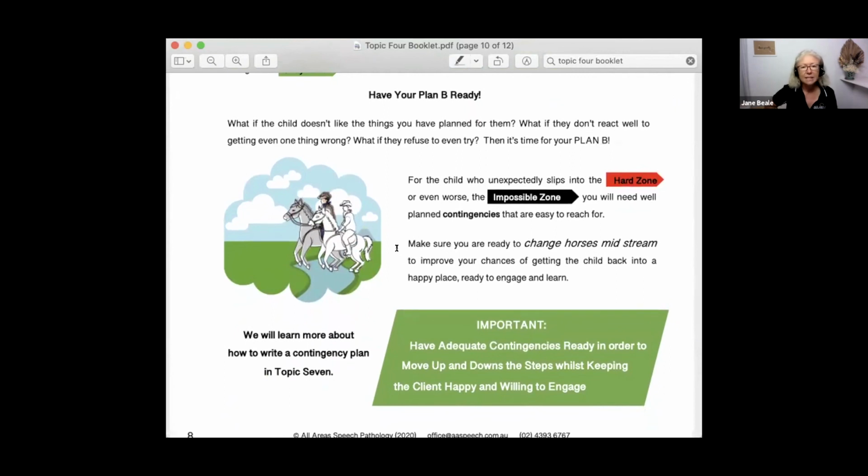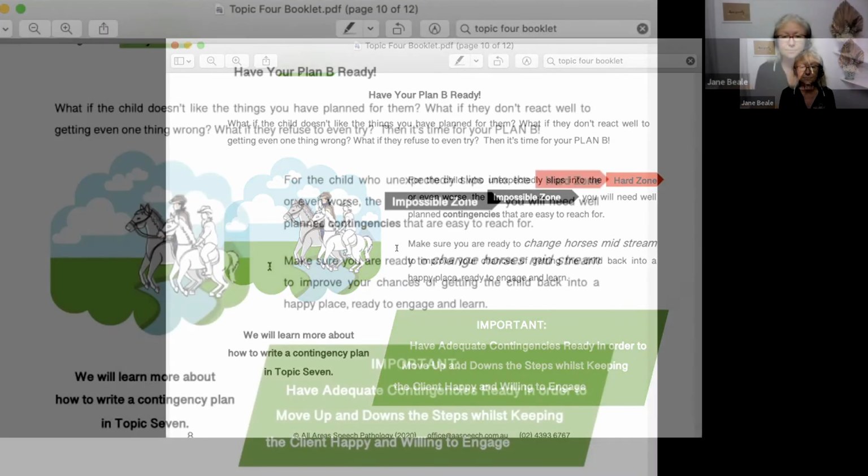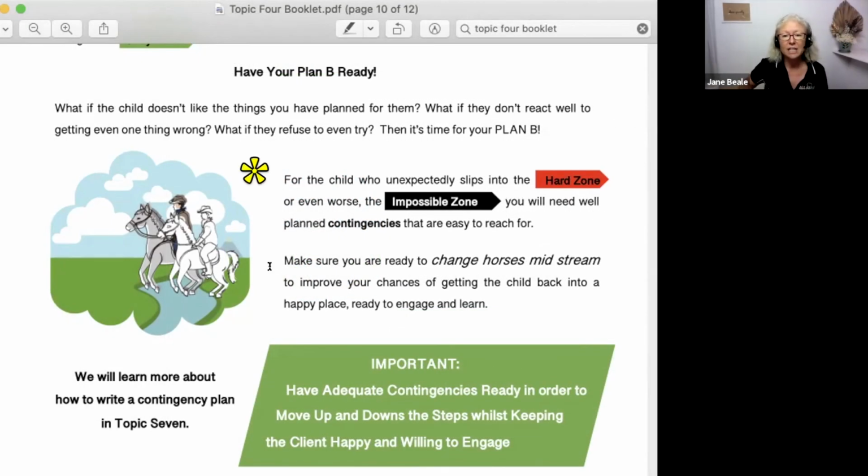And plan B is about being ready to change horses midstream. Sometimes we don't want to change. We're like, oh, but I like the activity I planned, or the teacher said I'm supposed to work on this. We need to be ready to go, you know what? We want to keep the client engaged. It's not about finishing the activity that I set out to do or working on something because I was told to do it. I've actually got to go, this is too hard and I need to make a change. Can we see there when the child unexpectedly slips into the hard zone, or even worse, the impossible zone, you'll need to have your contingencies ready so you know what to do.